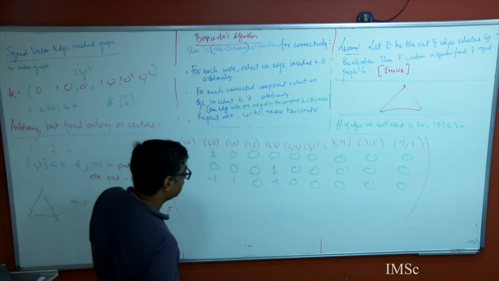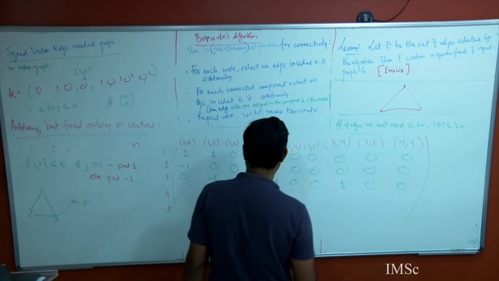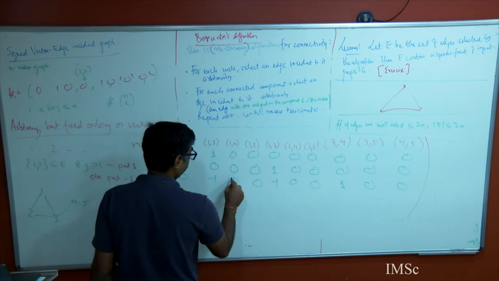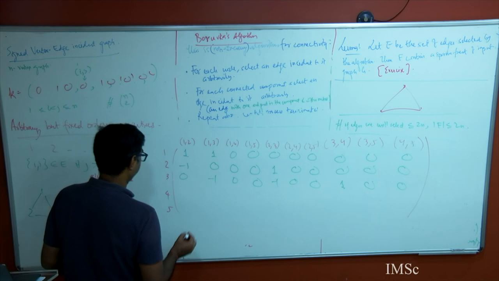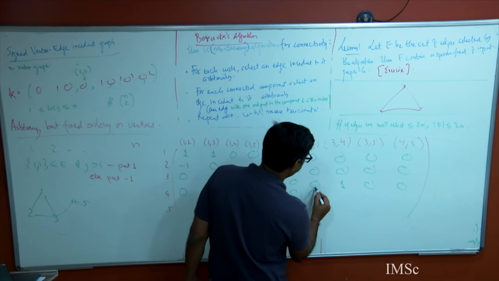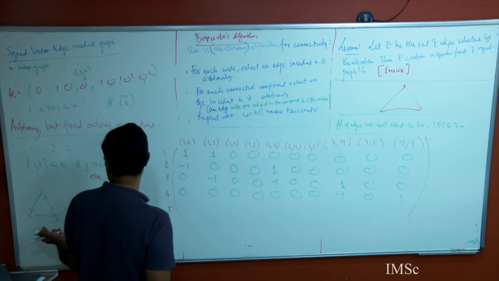3, 4. Oh, this is 1. 1, 4 is 0. Yeah, sorry, my mistake. What about 4? 4 has edges to 2, 3 and 5. So 0, 0, 0, 0, 0, 0, 0, minus 1, 0, 1. And poor 5 only has an edge to 4.